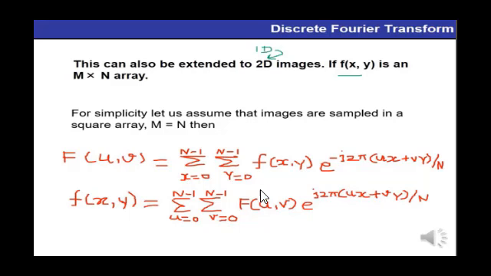These two equations are for the case where m is equal to n. If f of x y is an m by n array and m is equal to n, see the above values, everywhere there is n. So we are getting this type of equation. Very important for the discrete Fourier transform. You can expect at least one numerical-based sum in the question paper of the university exam.